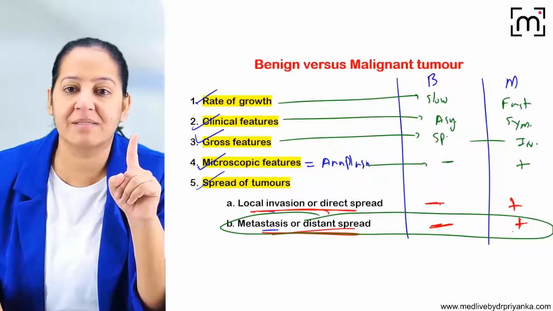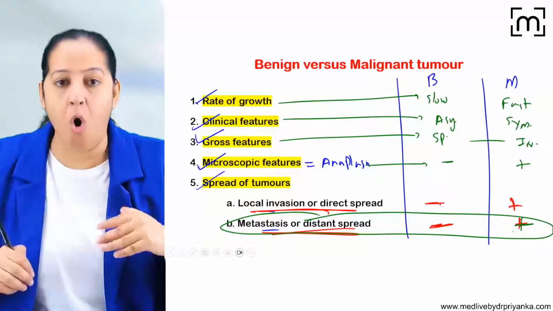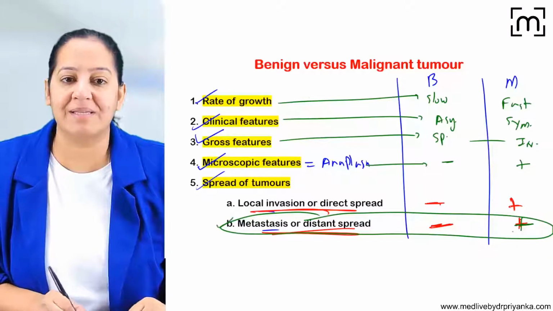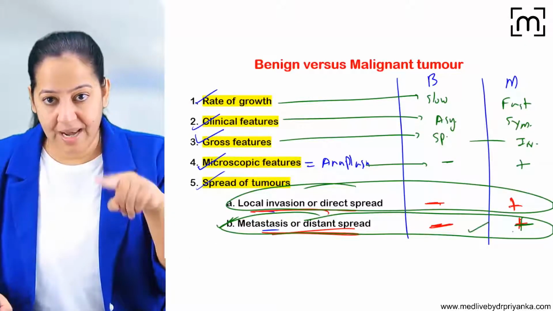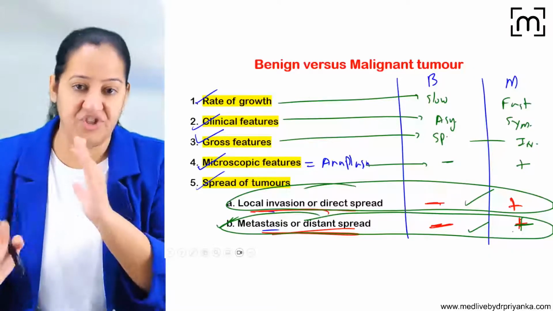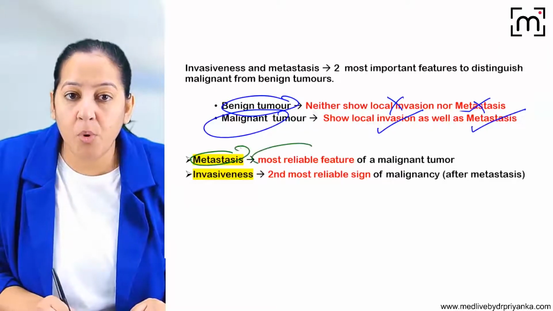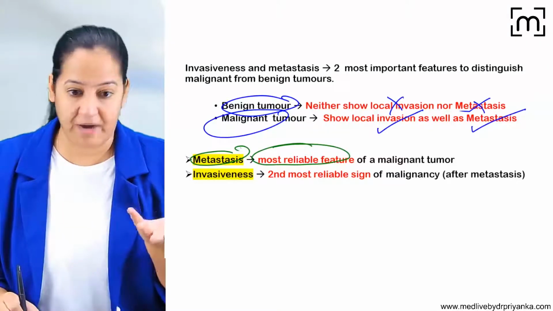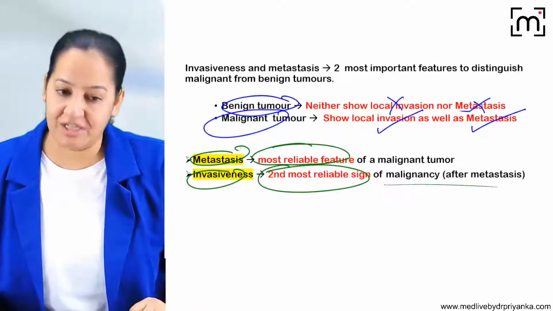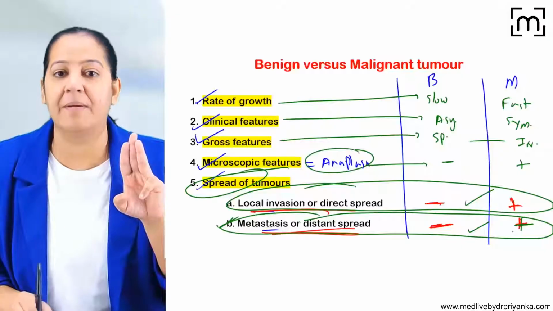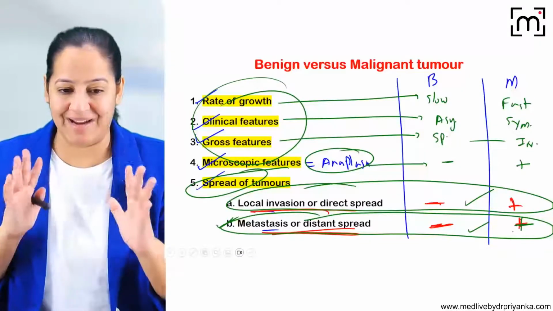But if metastasis is present, it has to be malignant. So the most reliable feature among all is metastasis. The second most reliable is the direct local invasion. So the most reliable and second most reliable features which differentiate the benign and the malignant are the spread of tumors. Metastasis is the most reliable feature which differentiates benign versus malignant, and local invasion is the second most reliable feature, and after that the third reliable is anaplasia. And the rest are not reliable features, but based on them we can still differentiate benign versus malignant.